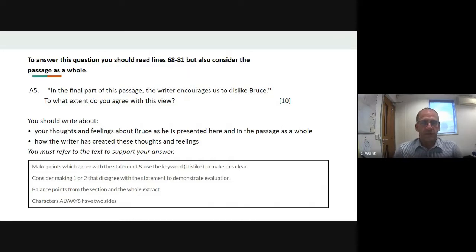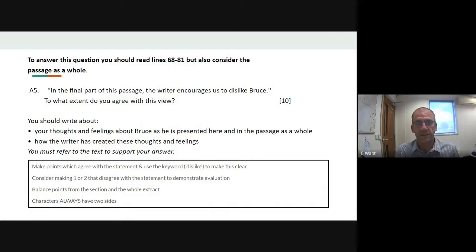In the box are a few strategies. You will do better if you agree with the statement. That's where most of the evidence is. They're going to write something which is pretty obviously the most appropriate reading of a text. Use the keyword dislike over and over. It will get very repetitive. This is not a pretty exam. You are not crafting your answers. You are being efficient and clear.